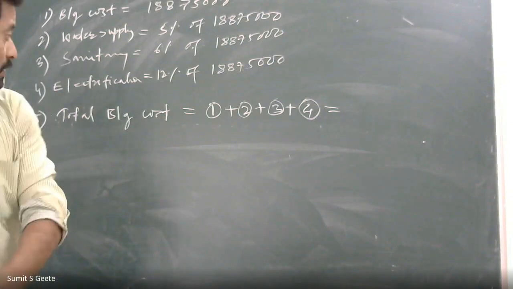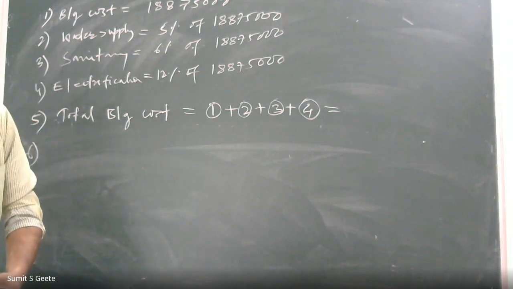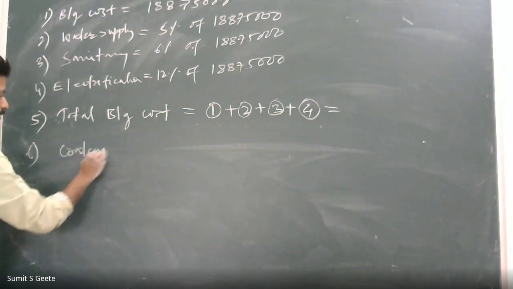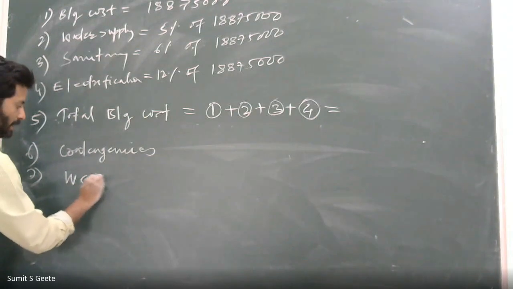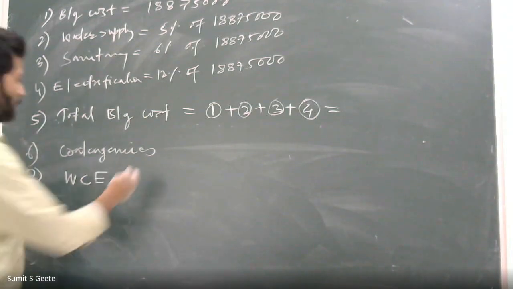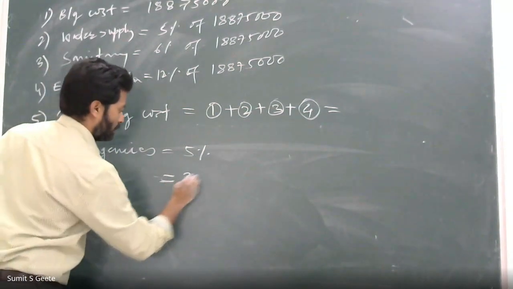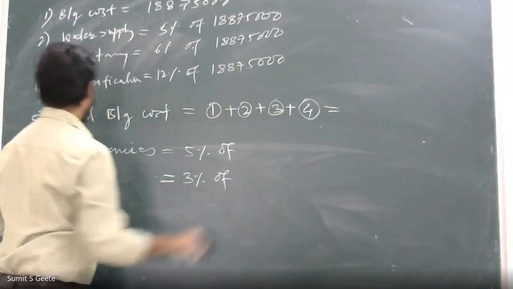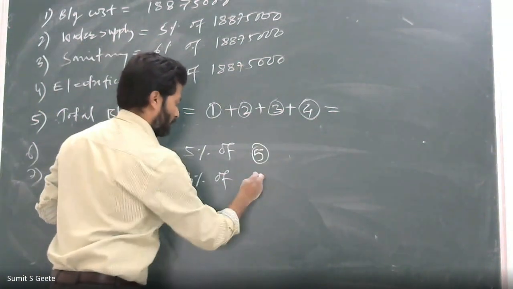Okay, this is total building cost, right? Then contingencies. Seventh one is work charge establishment. How much is it? 5%. This is 3% of serial number 5.